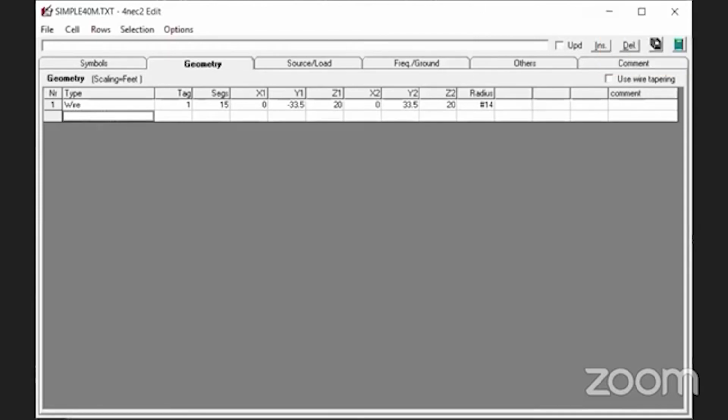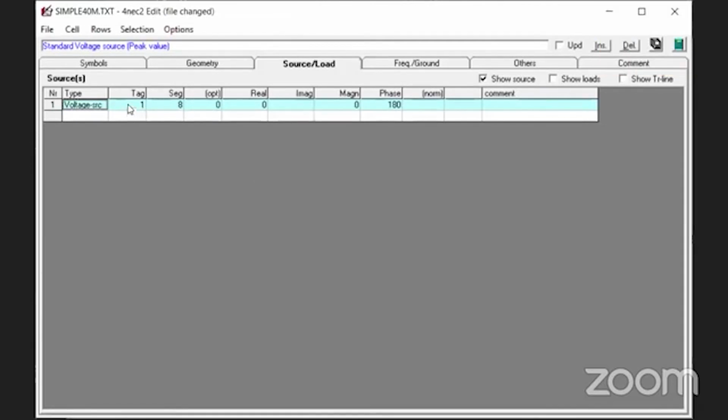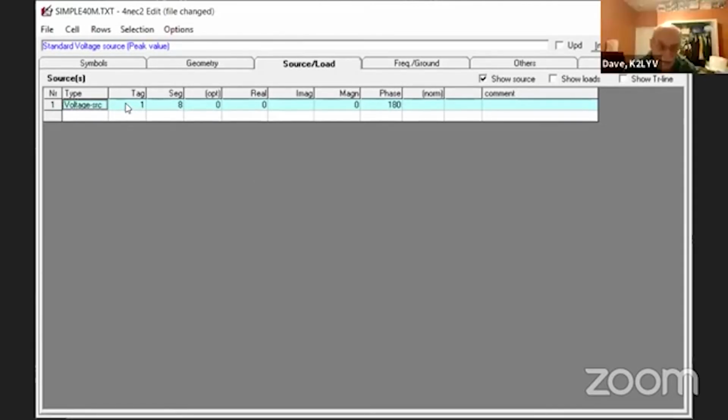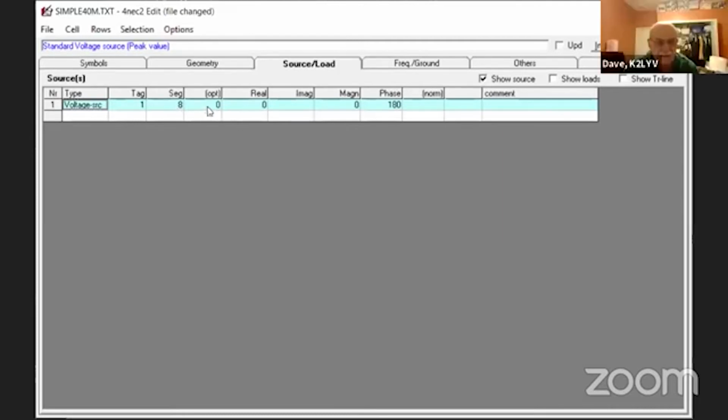Okay. Sorry, I didn't realize you weren't seeing this. Here's the source tab, and you can see I have one voltage source. It's tag 1, meaning it's in wire number 1, and it's in segment number 8. So that's the middle of the wire. This will make it a 1-volt source at the center of the wire. You don't really care what the actual voltage is because you're really only interested in the relative performance.